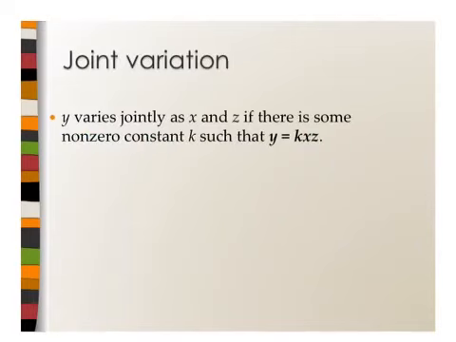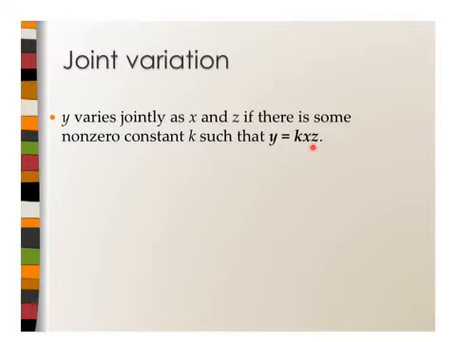Joint variation. You should write this down. Y varies jointly as x and z if there is some non-zero constant k, which is still called the constant of variation, such that y is equal to k times x times z. Notice that y is varying jointly as x and z, and your equation is k times x and z. So joint variation is related to direct variation in that we have a multiplication operation going on here.